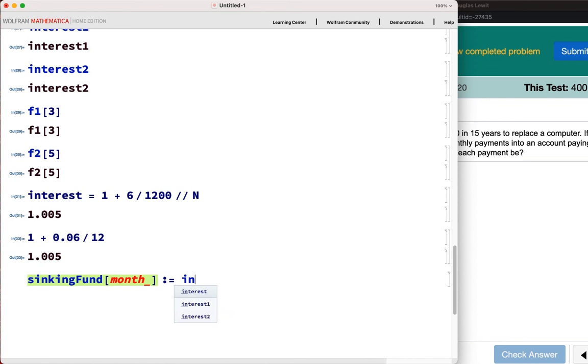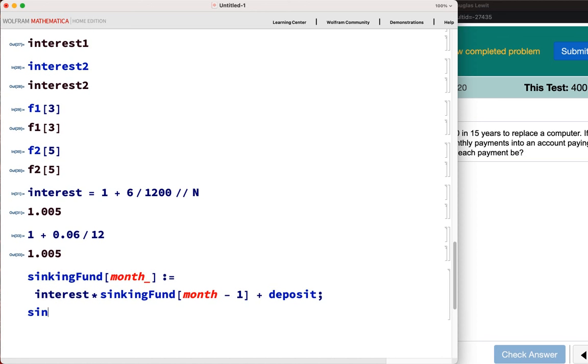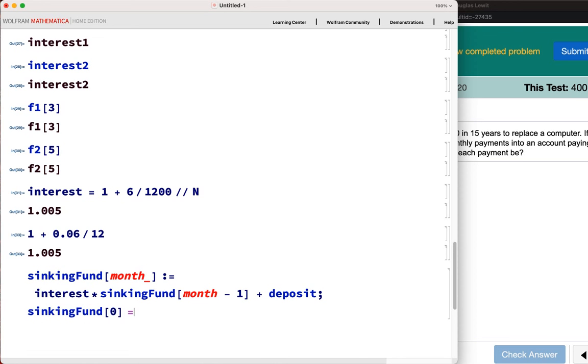So then you're going to have interest times sinking fund month minus 1 plus, and I'm saving money. I'm trying to save money for a new computer, plus my deposits. And I initially start out with nothing.